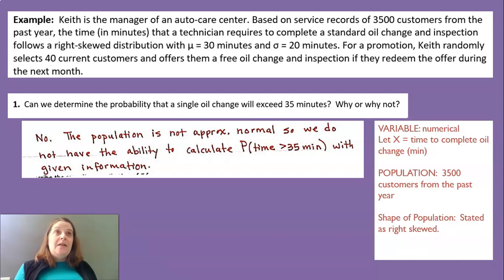current information. It is possible that if we actually had all the service records in front of us, we could go through each and every one of them and count the number out of 3,500 that were greater than 35 and do it that way. But we're not provided that information. So I'm unable to calculate this probability of an oil change exceeding 35 minutes here because I don't have enough information. Okay, it's not normal, and so I can't use normal CDF, so not possible here.